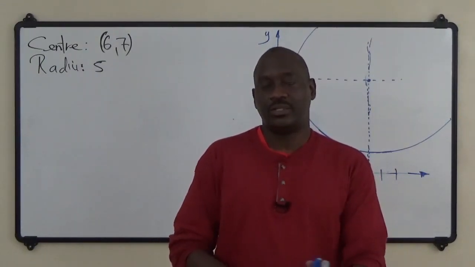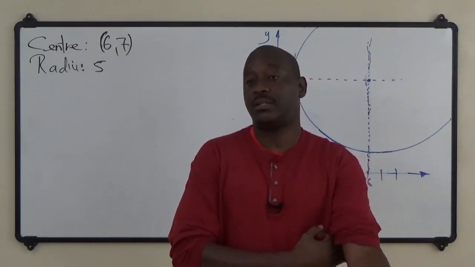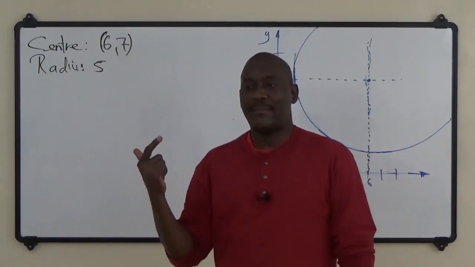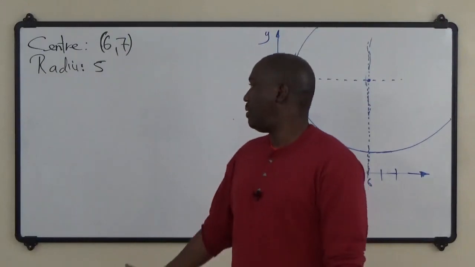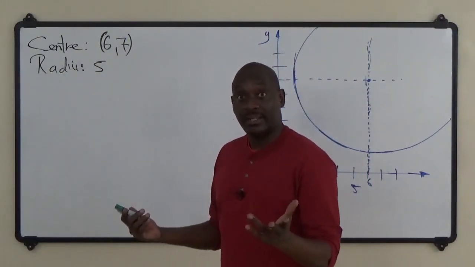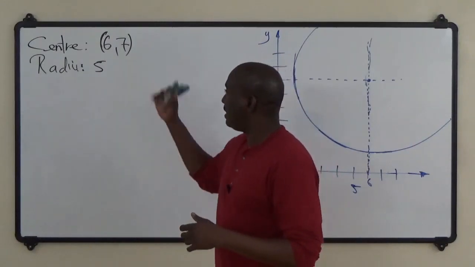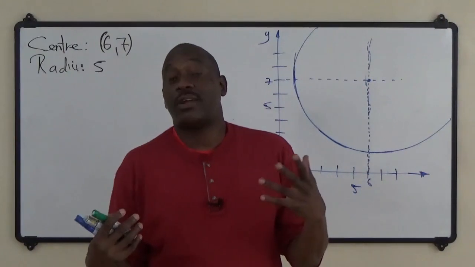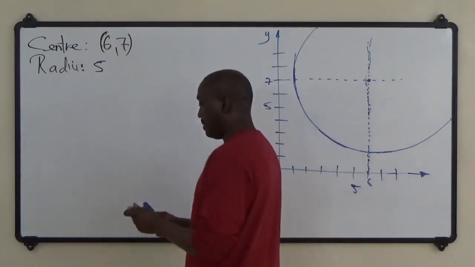However, it is good to be able to visualize the circle. And the standard form allows you to do that immediately. So when we get the equation of the standard form, one line and you're done there, you know. If they tell us that the center is 6, 7, and the radius is 5, and they ask us to write the equation of the circle, problem done right there.